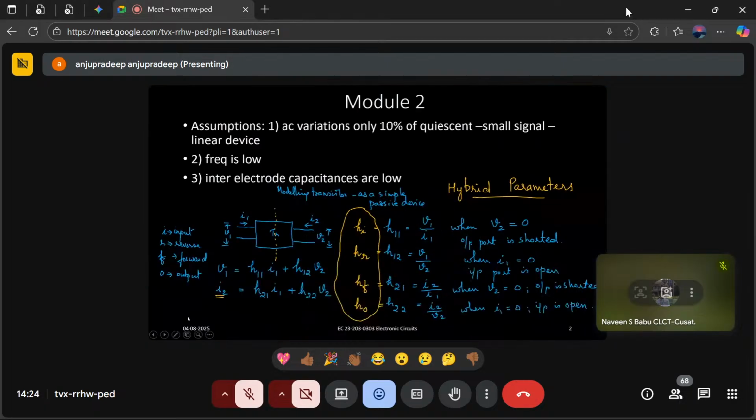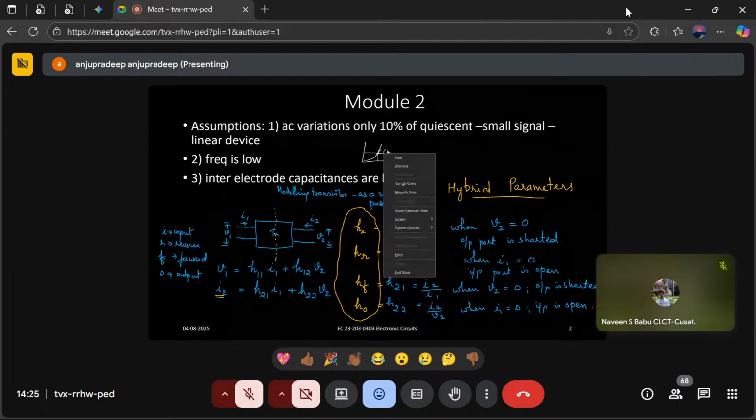Okay, for this analysis, we have to make certain assumptions: that our signal variation, the AC variation, is small compared to the quiescent condition. Suppose I am selecting base current. This is my input characteristic, base current. You have a linear region and so on. So this is our operating point IB. When you apply an AC signal, that AC signal will be superimposed over this DC quiescent condition.